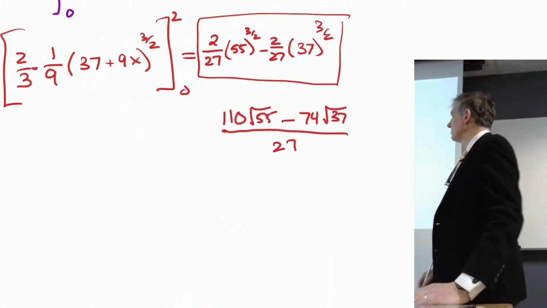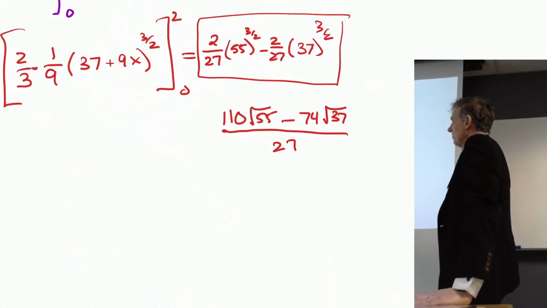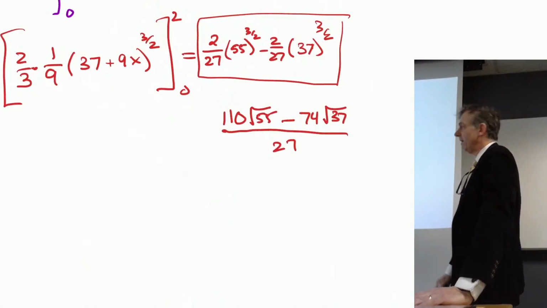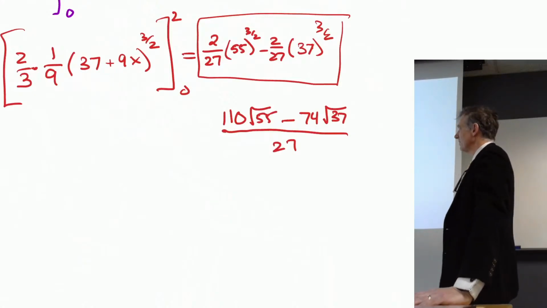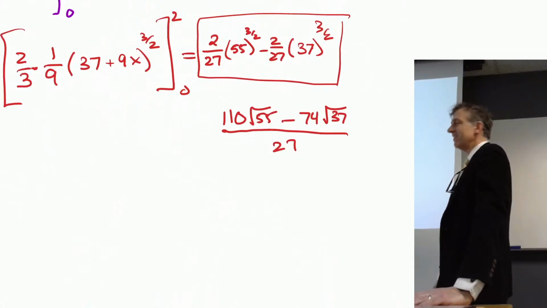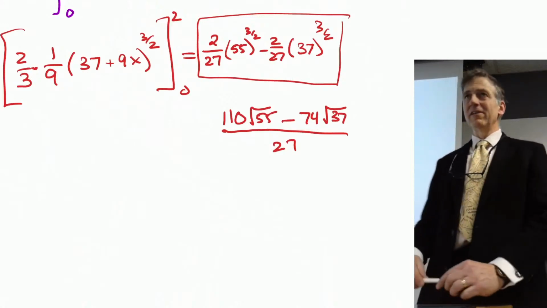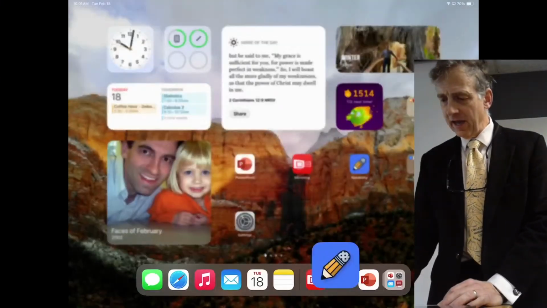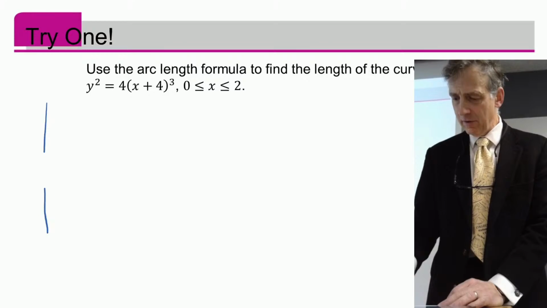So don't be scared if the back of the book answer doesn't quite look like yours. You can always punch both of those into a calculator and figure out whether or not you're right. If it's the same decimal, then you're probably right. Okay, a couple more, and then we'll call it a day, and you'll be able to go play in the sun or the snow.